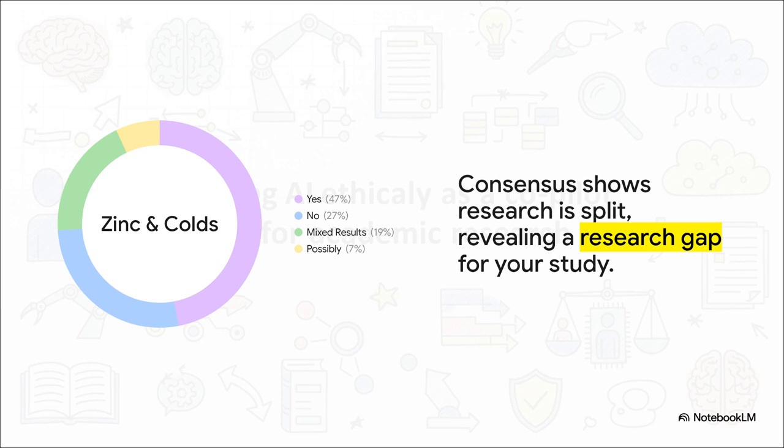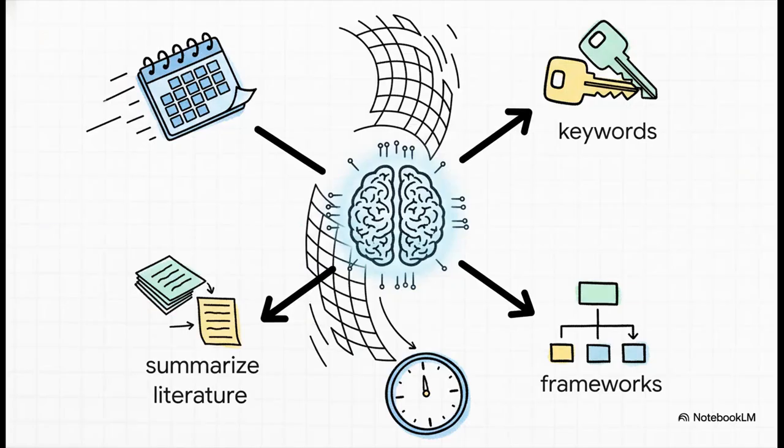Almost half say yes, but over a quarter say no, and the rest are somewhere in the middle. That disagreement, right there, that's your research opportunity. That's a problem your study can actually solve. And it just keeps going.